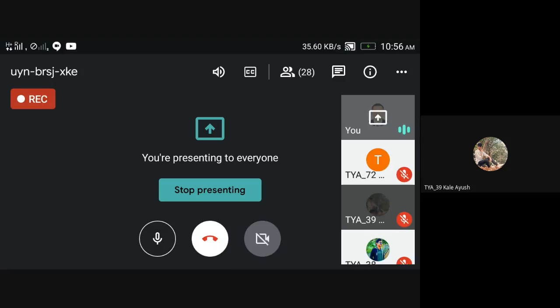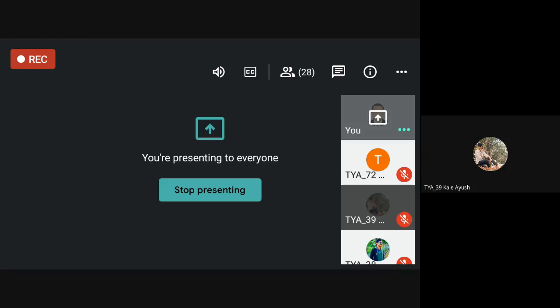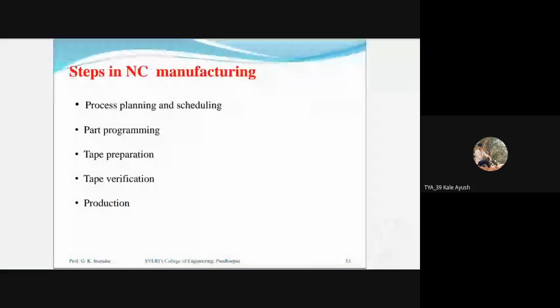Okay, so let's start our point. The next point is the steps in NC manufacturing. This is our main study. Basic study we have done, the types of different structures of NC machine. Now the second step is the actual steps of manufacturing. See here, the step is process planning and scheduling.